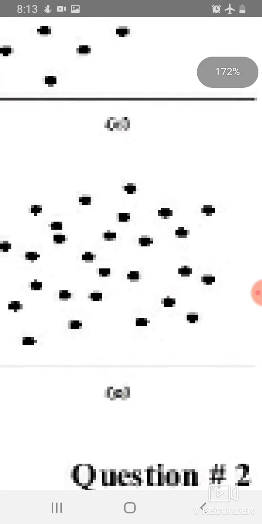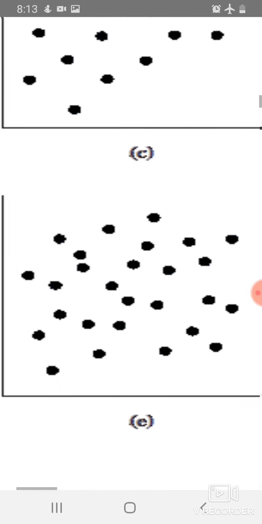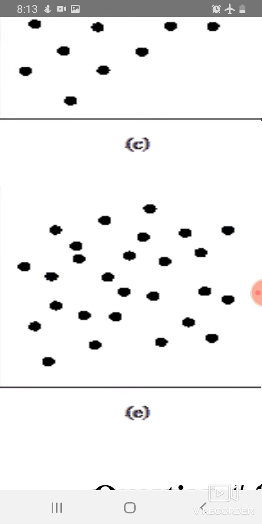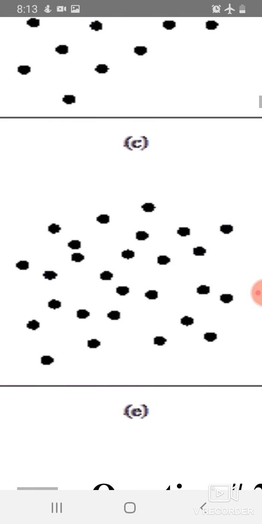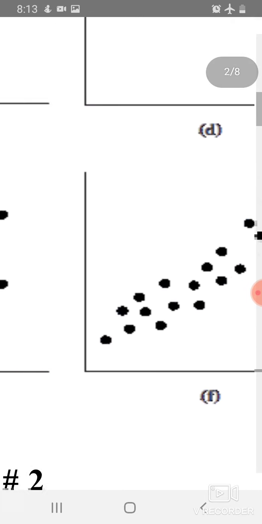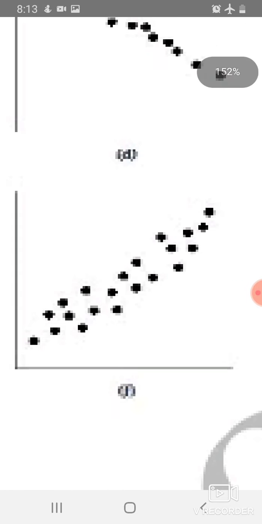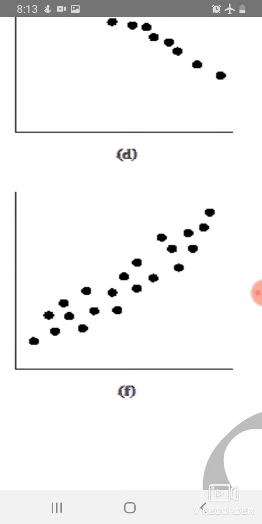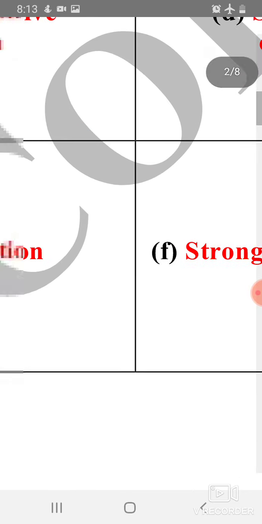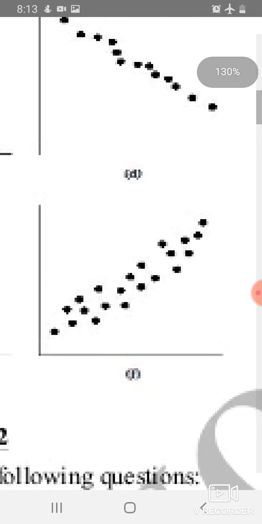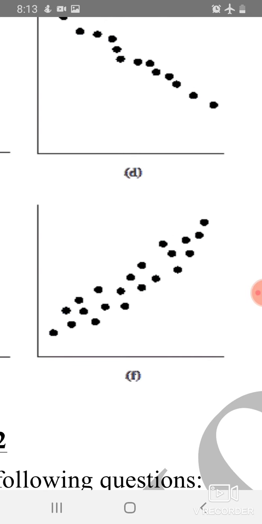On E, again, there's no linear trend. The dots are scattered all over the place. This represents no correlation. And here, you could see it goes from the bottom left to top right. The dots are pretty close together. So this would be considered a strong positive correlation.